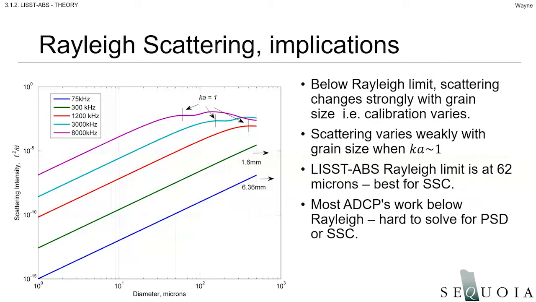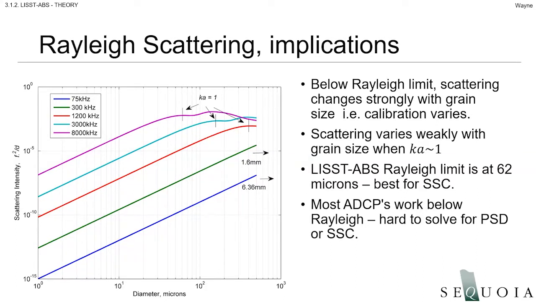Because the wave number is a function of particle size and wavelength or frequency, we can express the entire curve as a function of particle size only if we fix the frequency or wavelength. So in this plot here, that's what we've done for the different curves. The different curves are a range of frequencies typical for ADCPs, so 75, 300, and 1200 kilohertz, and then also the LISST-ABS frequency of 8 megahertz, and a hypothetical 3 megahertz sensor. For each of those curves, we have computed the scattering intensity as a function of particle size.